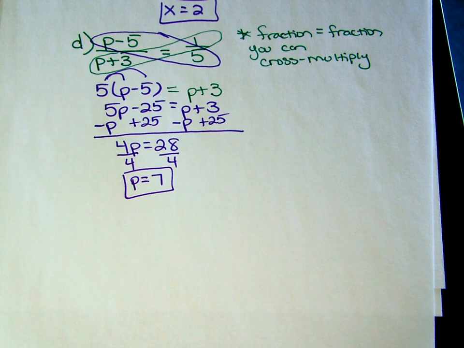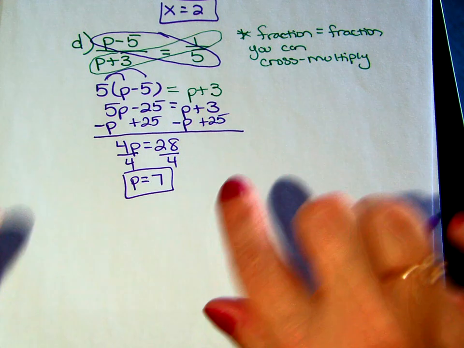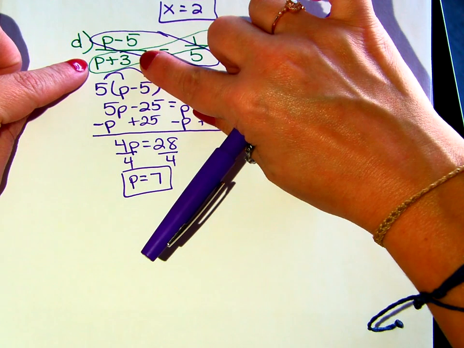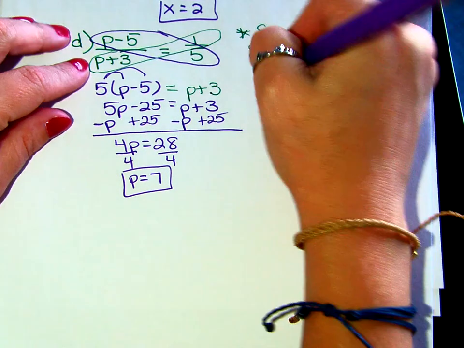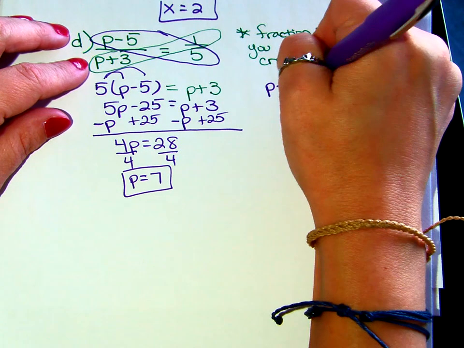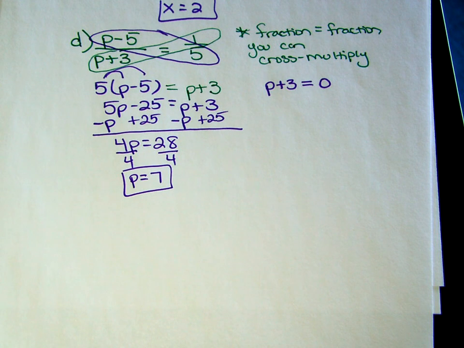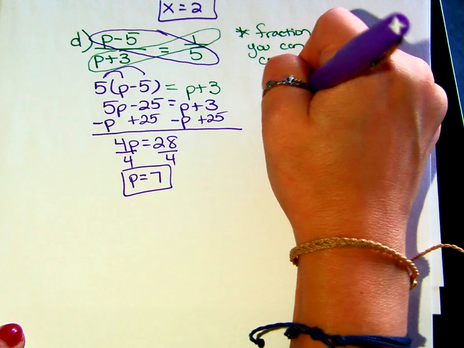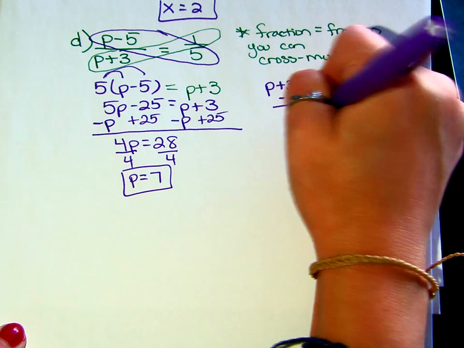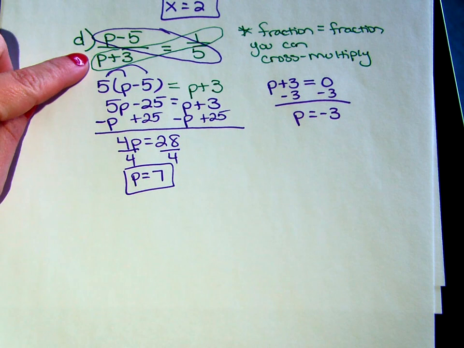Now, we didn't actually list out any of our trouble spots or what P could not equal at the very beginning. So if we don't figure that out, then we would have to plug 7 in and make sure it works. But really, when I'm trying to figure out what my trouble spot is, all I care about is my denominator that had the variable, P plus 3. I do not want that to equal 0. So I'm going to set it equal to 0 to figure out when that happens. I subtract the 3, subtract the 3. When P is negative 3, that's when my denominator equals 0.